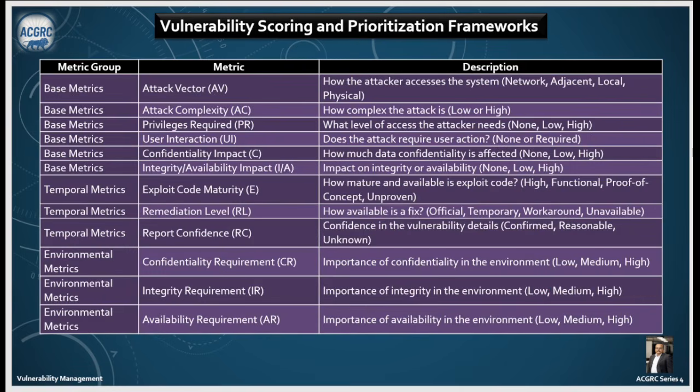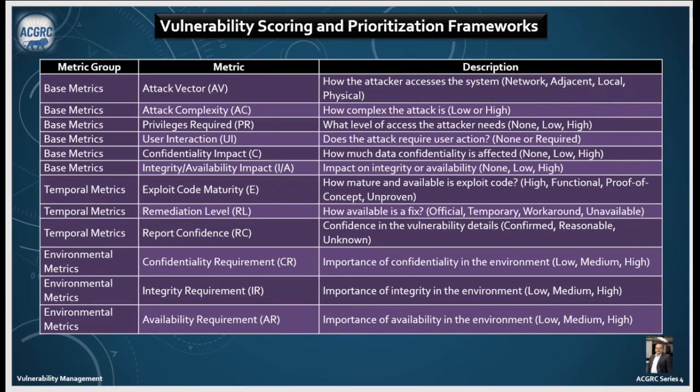Now, let's look at the metric groups, metrics and descriptions. Base metrics. The base metrics are your attack vector, which is about how the attacker accesses the system. The base metrics include attack complexity, that is how complex the attack is. It also looks at privileges required, what user interaction would be needed, and what is the impact to confidentiality, integrity, availability. Now these are base metrics.